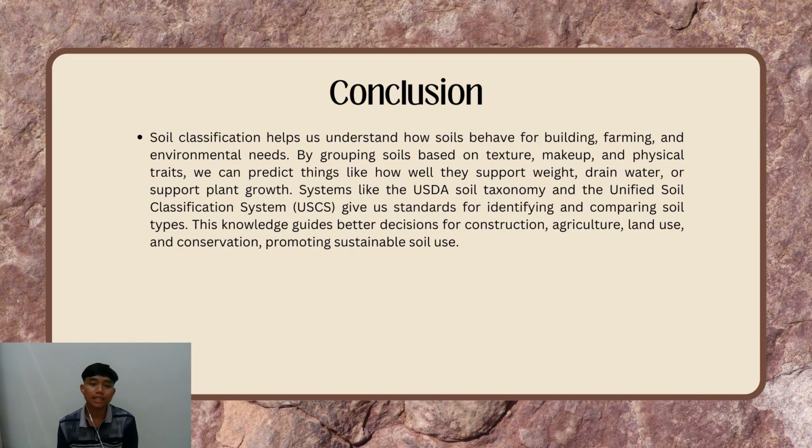Lastly, conclusion. Soil classification helps us understand how soils behave for building, farming, and environmental needs. By grouping soil based on texture, makeup, and physical traits, we can predict things like how well they support weight, drain water, or support plant growth. Systems like the USDA soil taxonomy and the Unified Soil Classification System (USCS) give us standards for identifying and comparing soil types. This knowledge guides better decisions for construction, agriculture, and land use and conservation, promoting sustainable soil use.